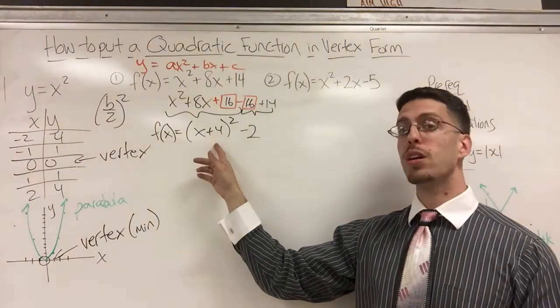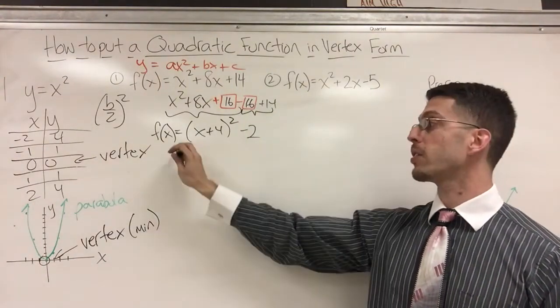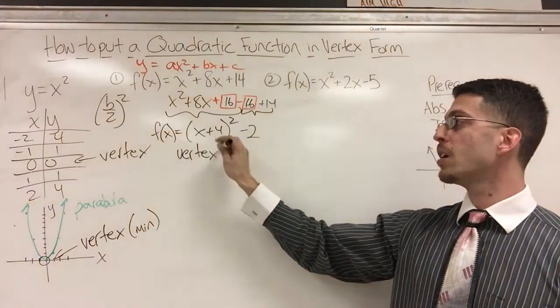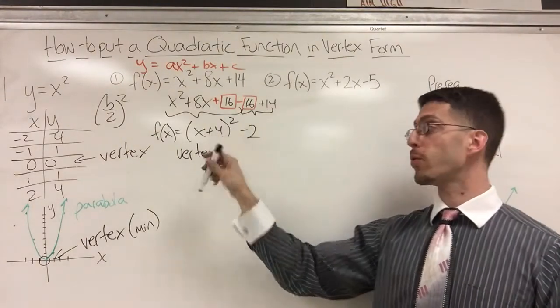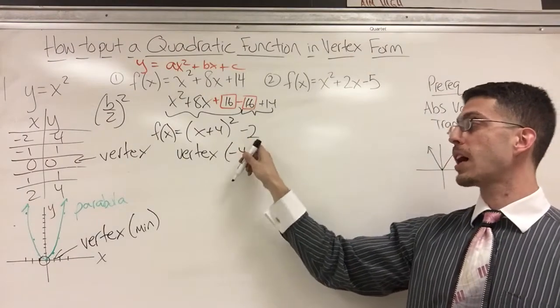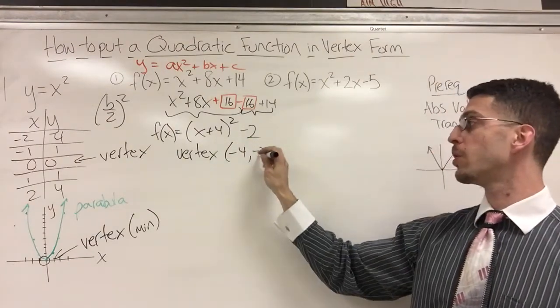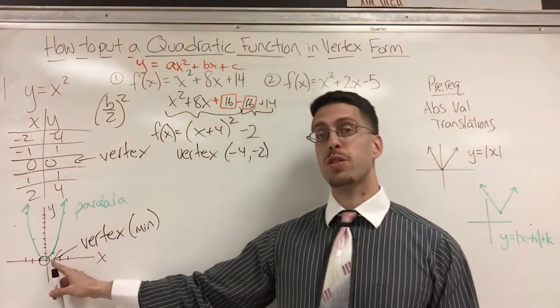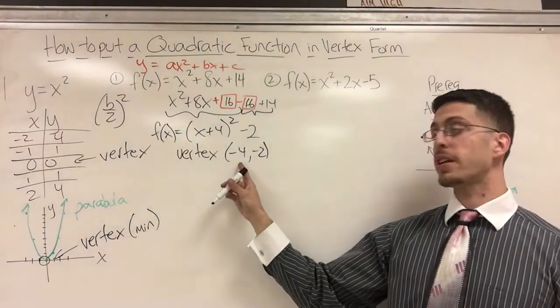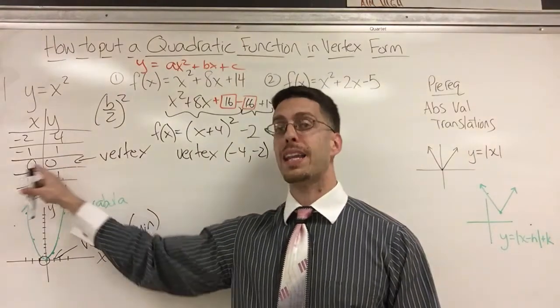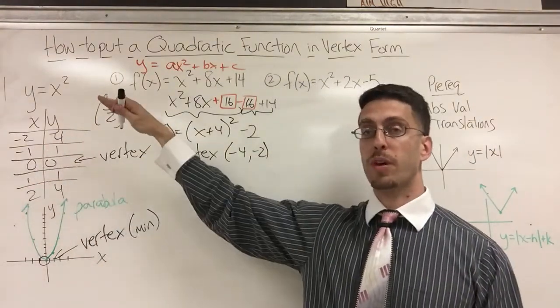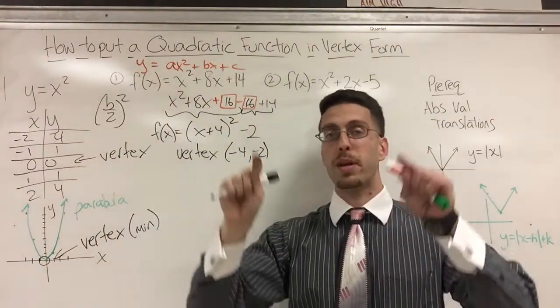Why is this better looking? Because now I know my vertex. I found the vertex. The vertex is actually the opposite of what you think. It's negative 4, comma, negative 2. So here my vertex was 0, 0. Here my vertex would be negative 4, negative 2. That's the number that would show up in the table, and you would put that in the middle, and then copy 2 or 3 above, and 2 or 3 below, and make your points.